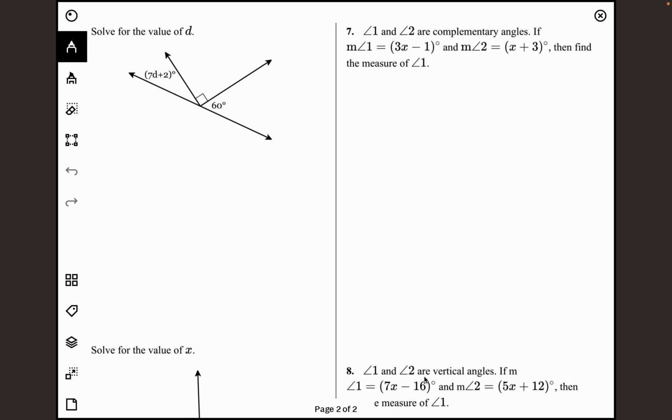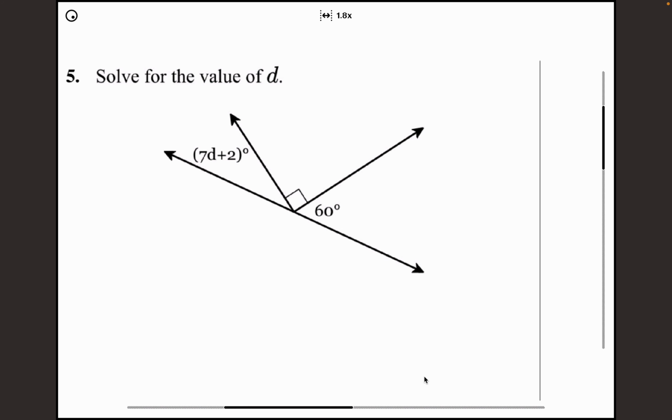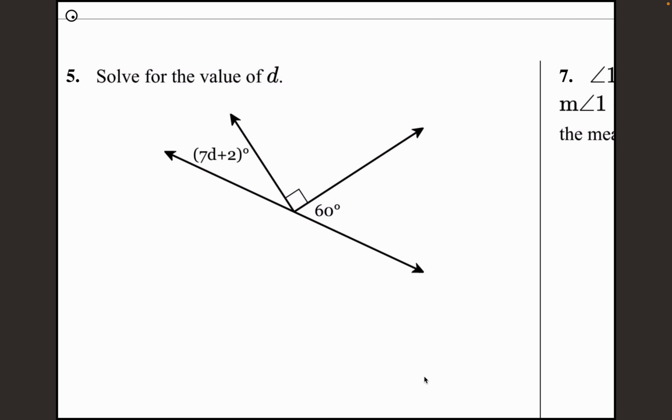Now let's look at page 2. Let's look at 5 here. I'm still trying to figure out the zoom. Okay, here we go. Who thinks they have an idea of how we can solve this?